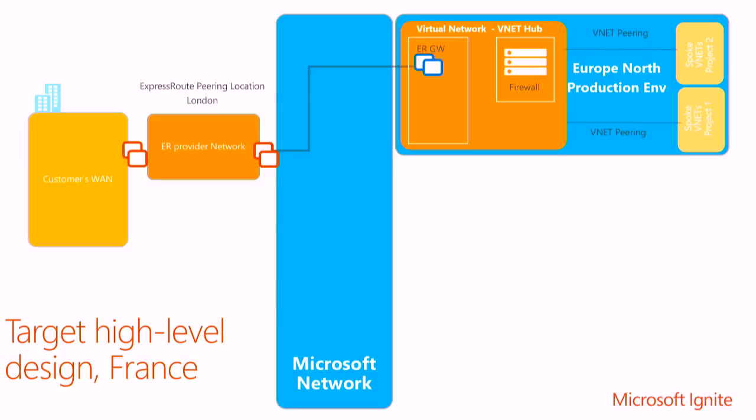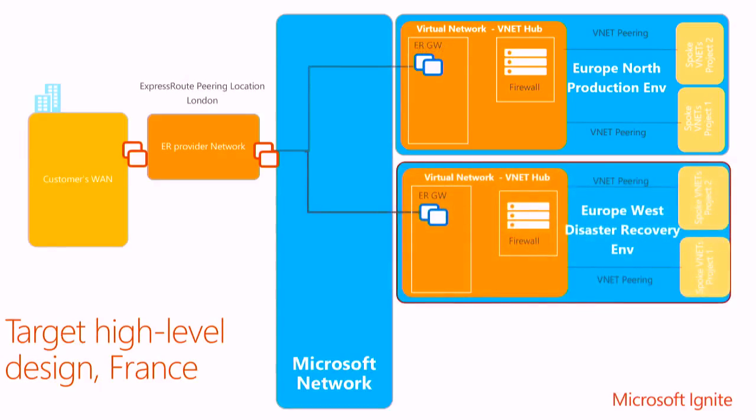And once we did that, we connected that region with their on-premise location through the London Meet Me point. Right? Now, because they wanted redundancy, we built pretty much a similar infrastructure in the Europe West region as a disaster recovery zone, right?